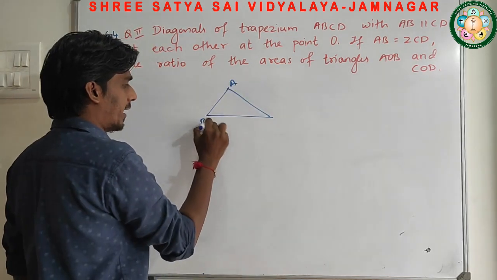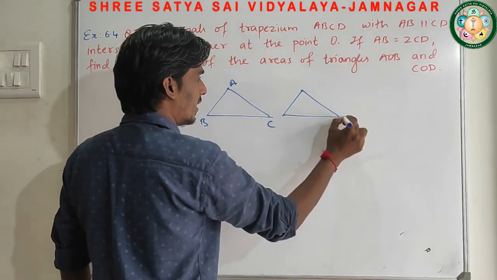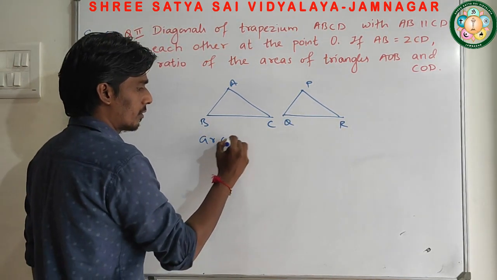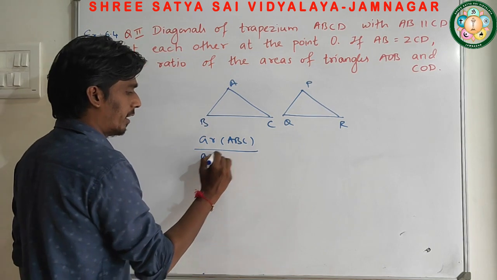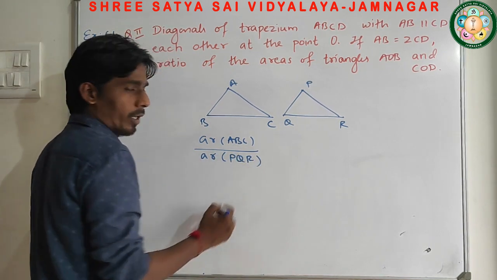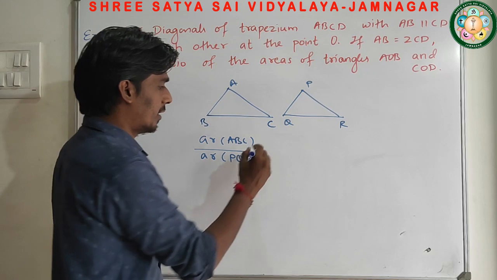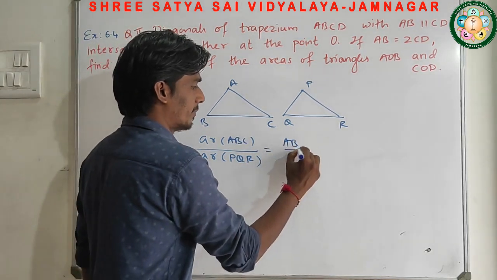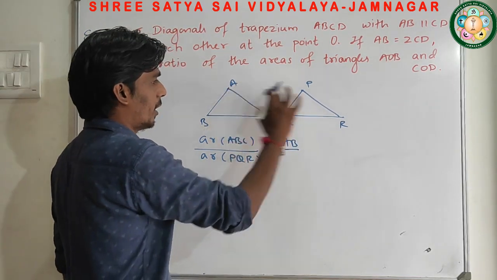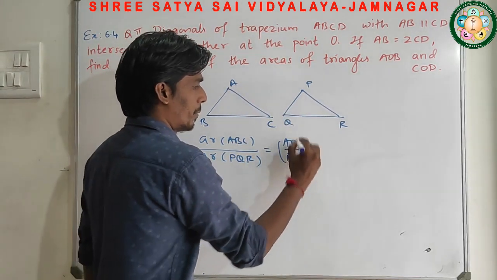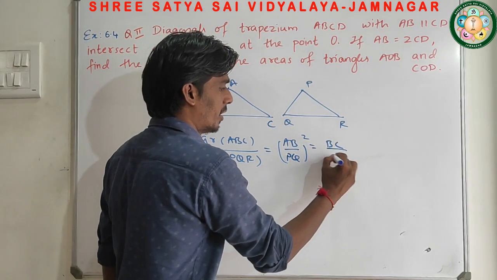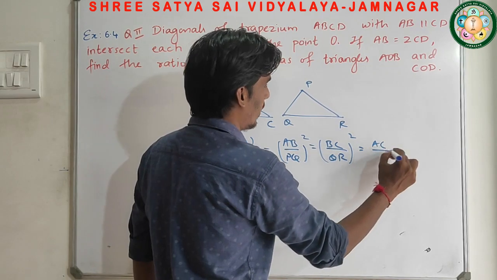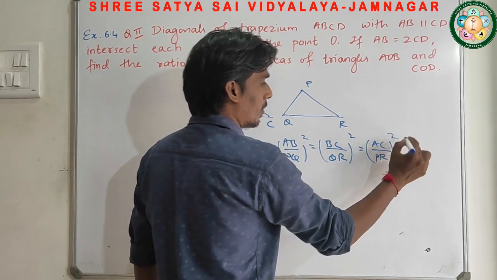For given two similar triangles, say ABC and PQR, area of ABC upon area of PQR, the ratio of areas of two similar triangles, is equal to the square of the corresponding sides. This is the square of AB upon PQ is equal to BC upon QR is equal to AC upon PR whole square.